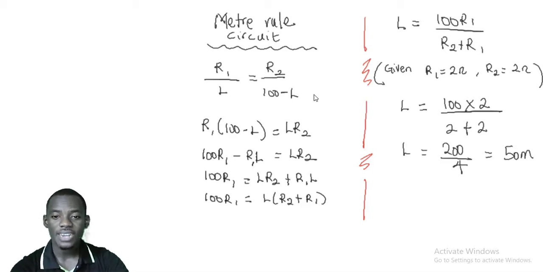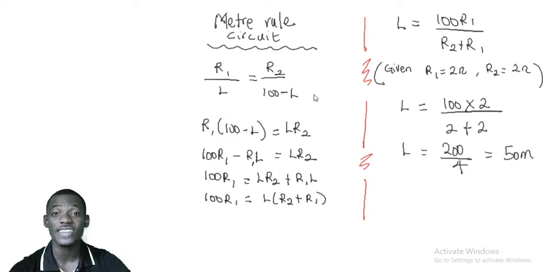Good. Now the next thing, we are trying to make L stand alone. So bring the two L terms to one side. So we have 100 R1 equals L R2 plus R1 L. Now L is common, so factorize. Since L is common, let L stand out. So L times (R2 plus R1) on the right hand side, and 100 R1 on the left hand side. Now we divide both sides by R2 plus R1, so that the R2 and R1 will leave the L alone. They will just go under the 100 R1. We have L equals 100 R1 over R2 plus R1.